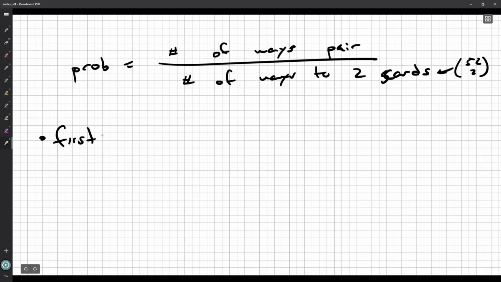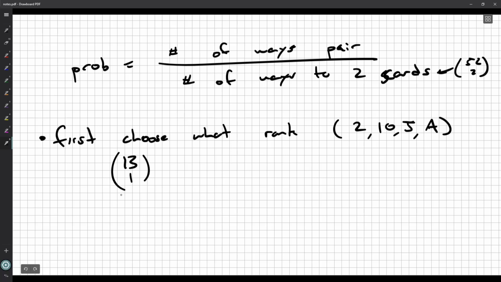So first, choose what rank of card. Am I being dealt a pair of 2s, or a pair of 10s, or a pair of jacks, or a pair of aces? How many different possible ranks in a deck? Well, it's 13. Choose one of those 13. Once I've made that choice that I'm going to be dealt a pair of 7s, then there's 4 cards of that rank.